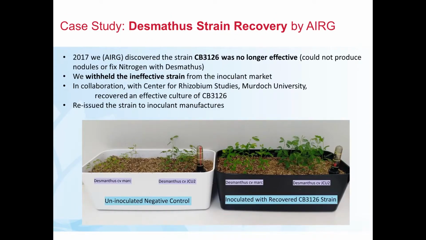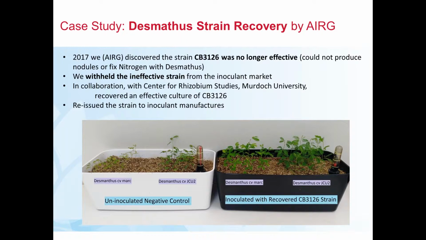So I wanted to run through a case study now. Desmanthus is a tropical legume species. In 2017, we discovered that the strain CB3126 for Desmanthus was no longer effective. It wasn't producing nodules and it wasn't fixing nitrogen with Desmanthus.